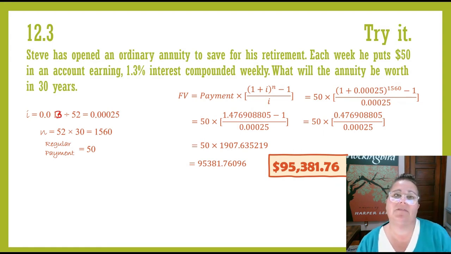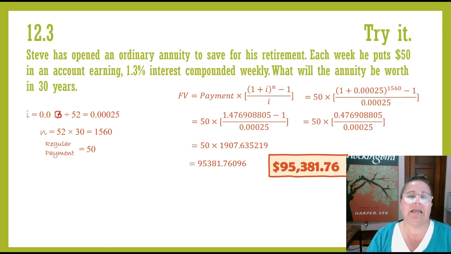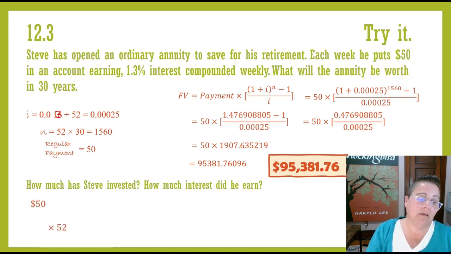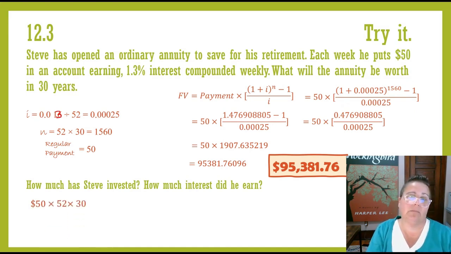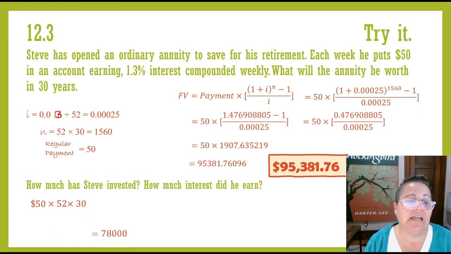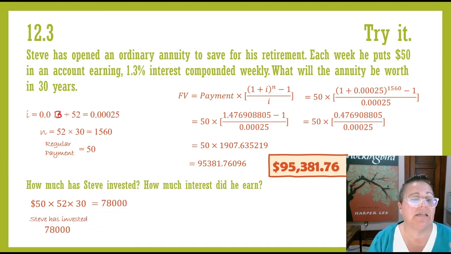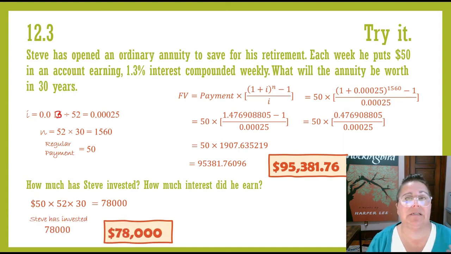So Steve has put away $50 a week over 30 years, and in the end, he has almost $100,000, $95,381.76. How much has Steve actually invested, and how much of this is interest, right? So Steve has put away $50 every week for 30 years. That means Steve has invested a total of $78,000. So Steve has invested in total $78,000 of his hard-earned cash.